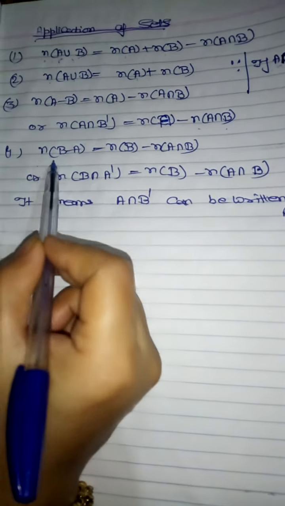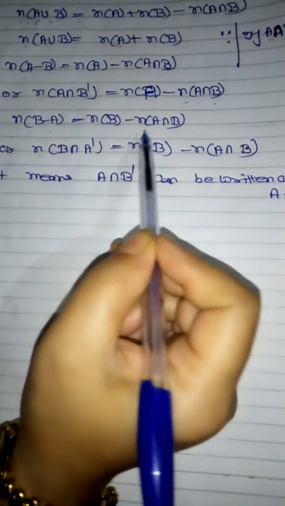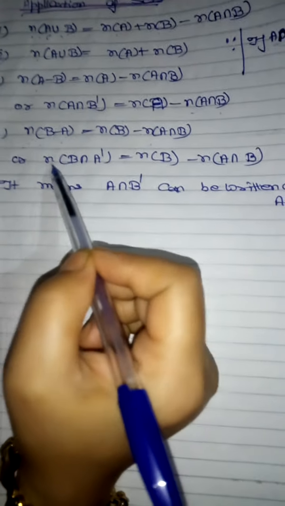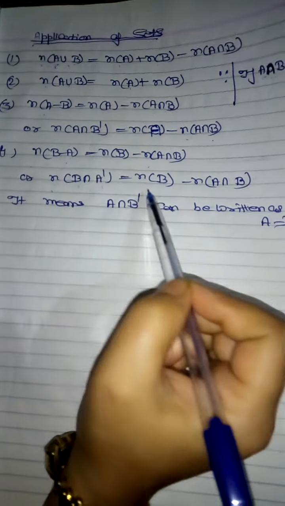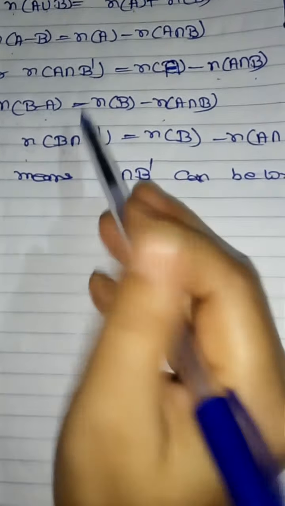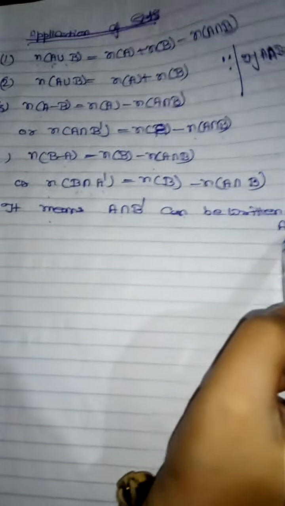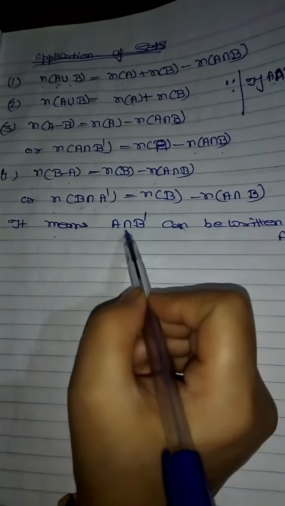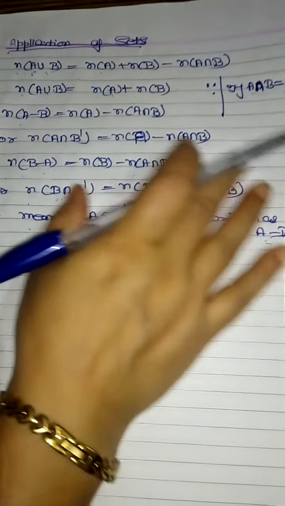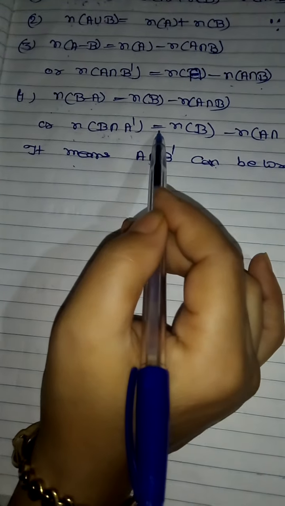The fourth one is n of B minus A, that is equal to n of B minus n of A intersection B. Or you can write this term as n of B intersection A dash. It is the same formula, but in place of B minus A we write B intersection A dash. It means A intersection B dash can be written as A minus B. Students, write these formulas in your copy and learn. These are very important for exercise 1.6.